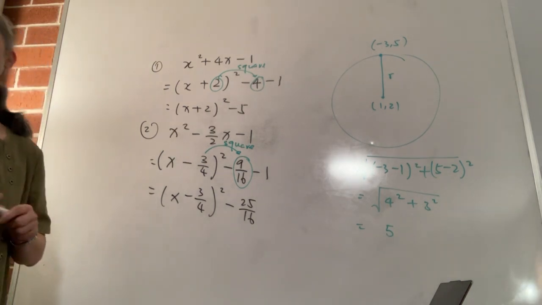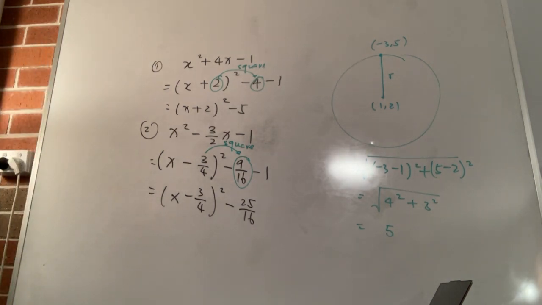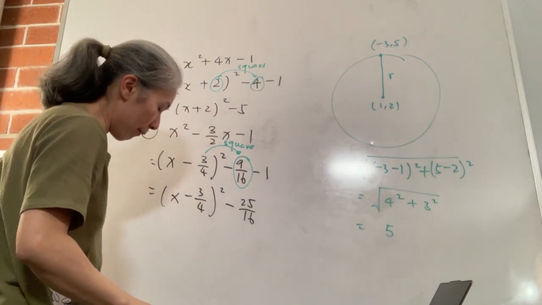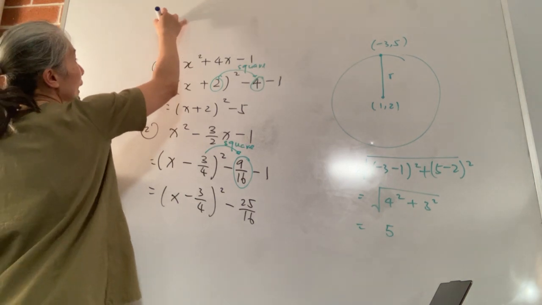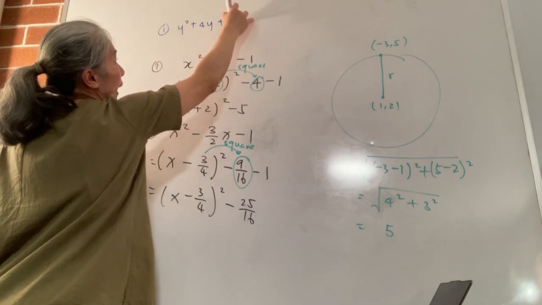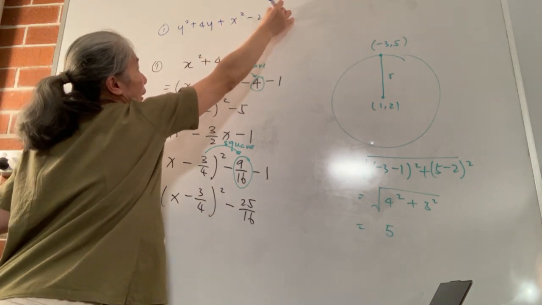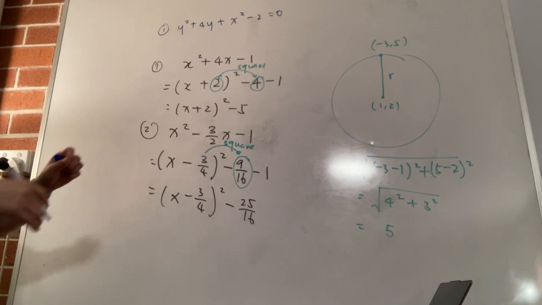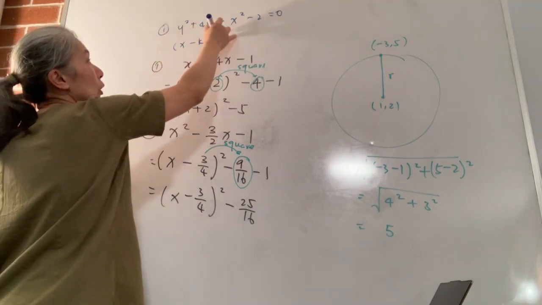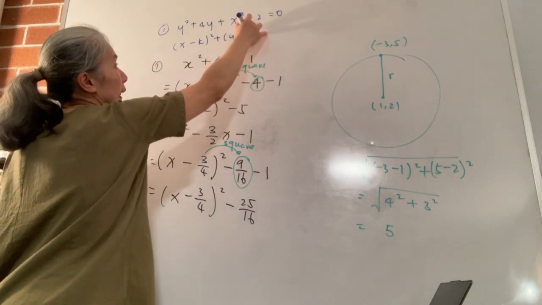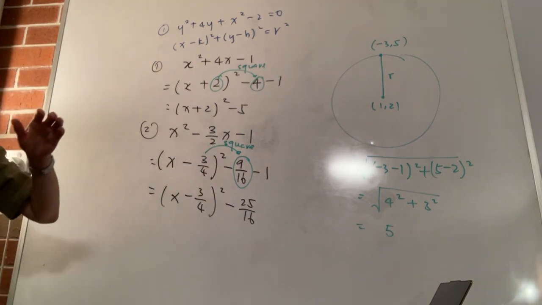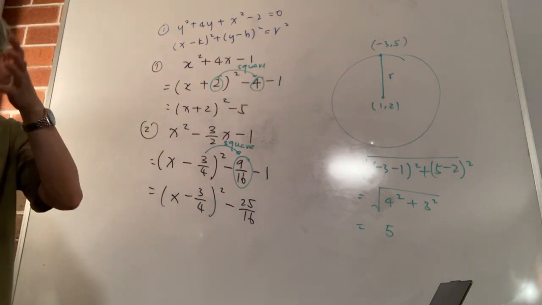Now, by looking at the equation you have the equation of a circle. So that means you can have x squared and you can have y squared. So if I have a question with y squared plus 4y plus maybe x squared minus 2 equal to 0, your job is to make that equation look like x minus k squared, y minus h squared is radius squared. So you need to complete the square for the x term, and complete the square for the y term.